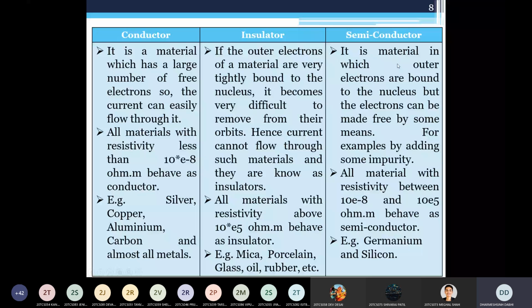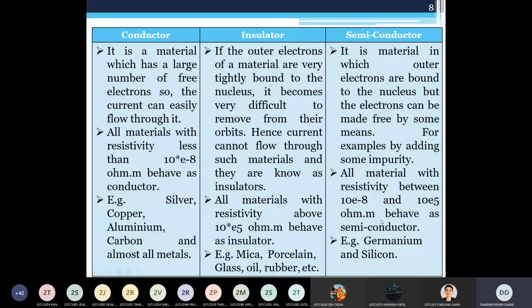So it is called a semiconducting material, in which electrons cannot flow easily, but it is also not difficult for the electrons to flow. This type of material we can get by adding some impurity into pure metals. So we get the semiconductor type of material. All the material which has resistivity between 10 raised to -8 and 10 raised to 5 ohm-meter, that is, between the conducting material resistivity and the insulating material resistivity, you can say that this is a semiconducting material.